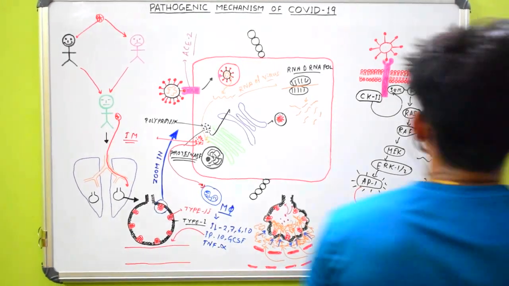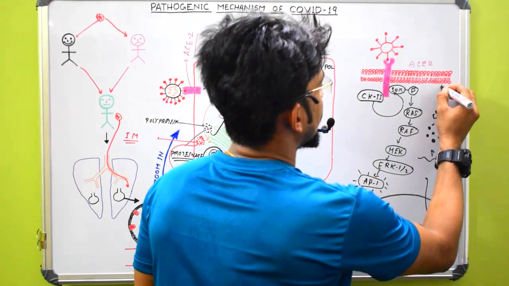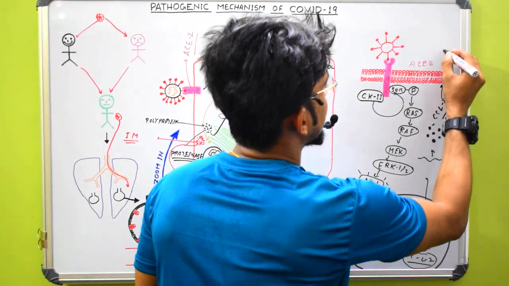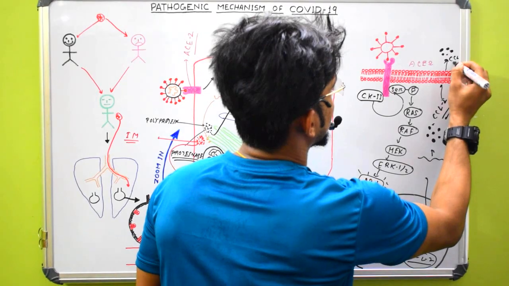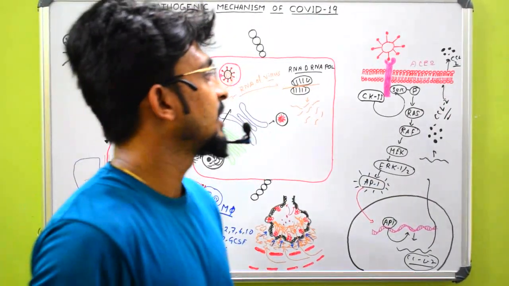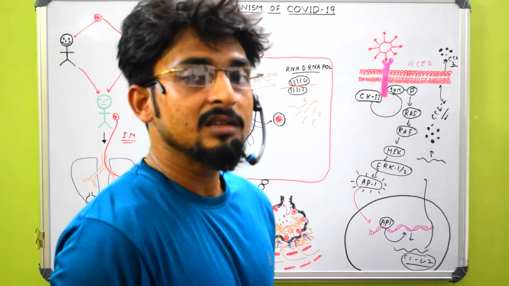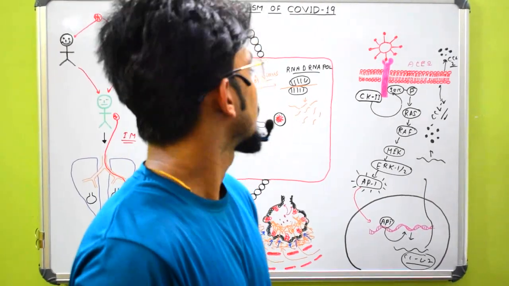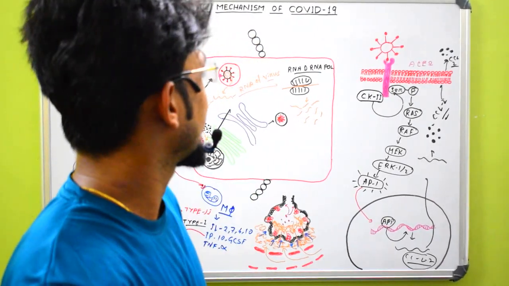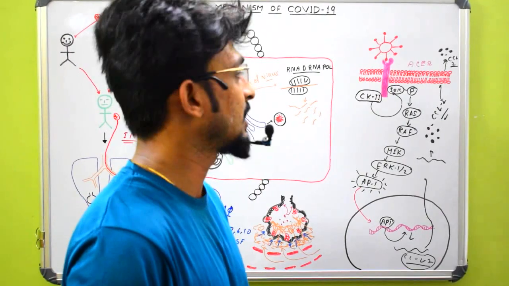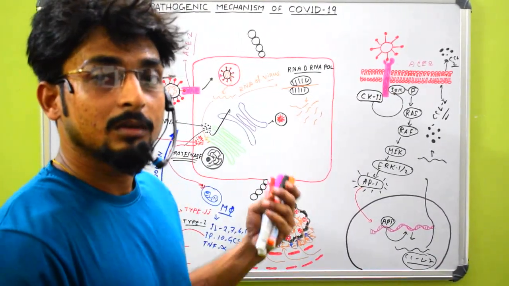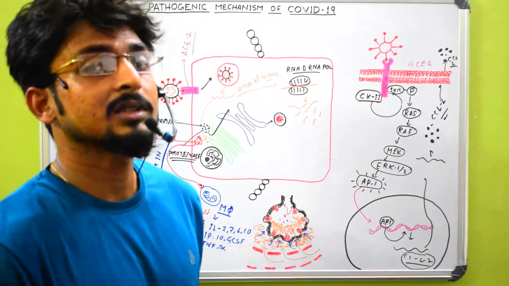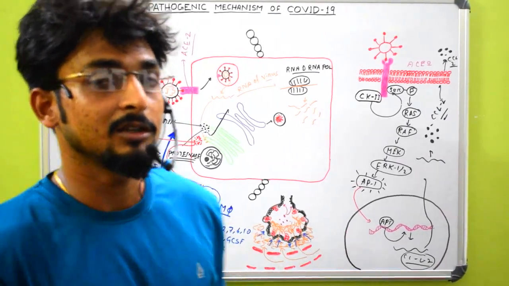Now this CCL2 protein will go to the outside and it causes lung fibrosis. Okay, so this is a very short and brief video, without many details. So this is all about COVID-19, the mechanism of the coronavirus in the human body.